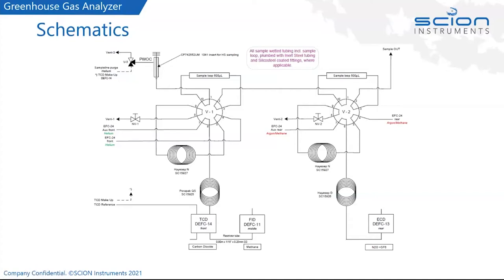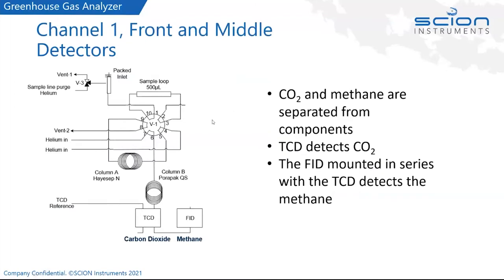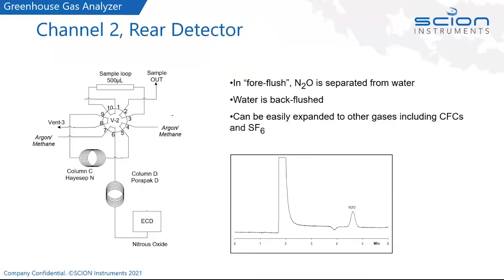I will run through what's going on during injection. So we'll start now with what I call channel one. That's where the CO2 and the methane are being separated for the components. As said, the TCD detects the CO2 and then the FID detects the methane. And the rear detector, which is the ECD, that's where we have the nitrous oxide. And we have a backflush in there that's in the next one.